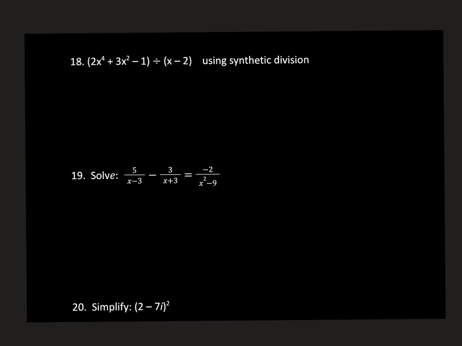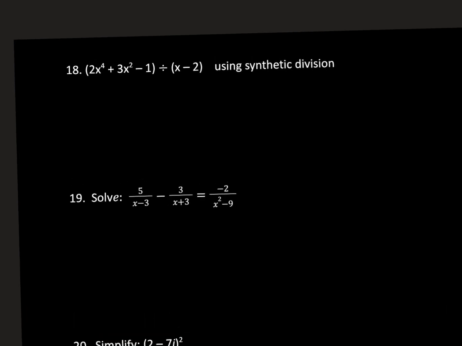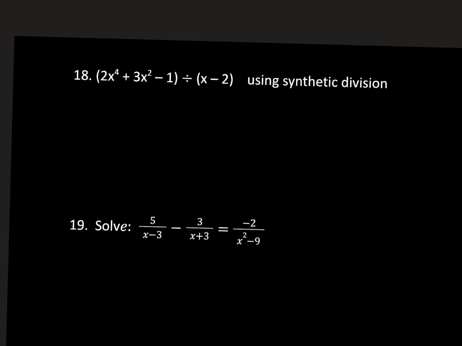Last slide, here we go. Number 18, synthetic. We've been doing synthetic for a long time now. You should be awesome at this, just saying. So first of all, the 2's going in the box. I got a 2, a 0, a 3, a 0, and a -1. Make sure you get all the zeros in there. I'm going pretty quick here.